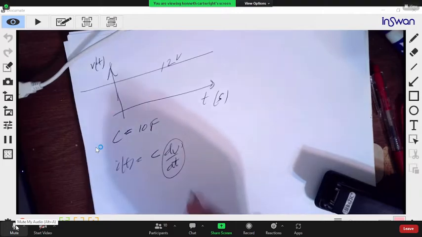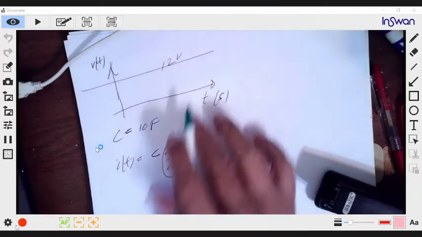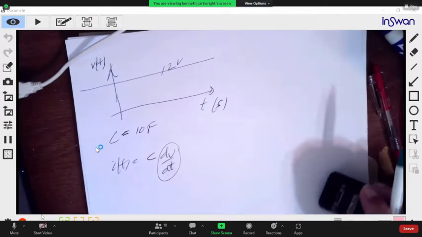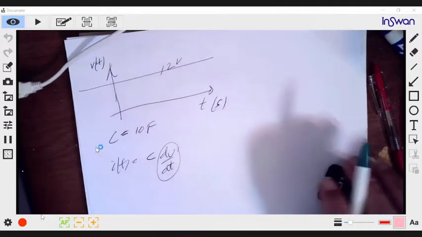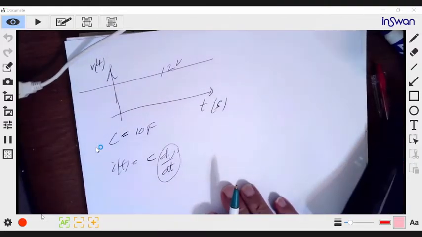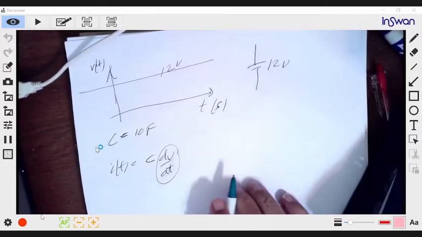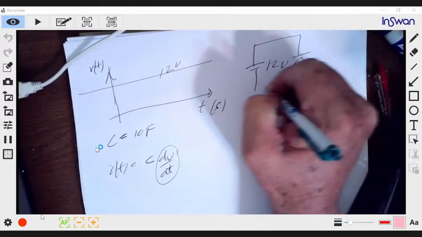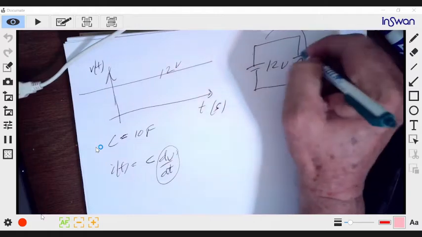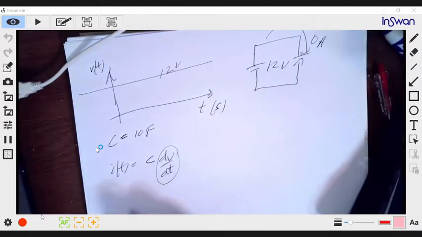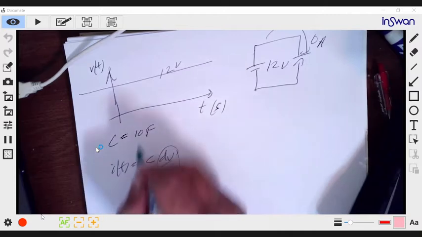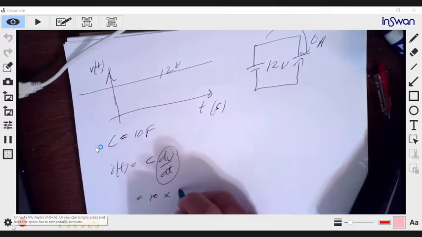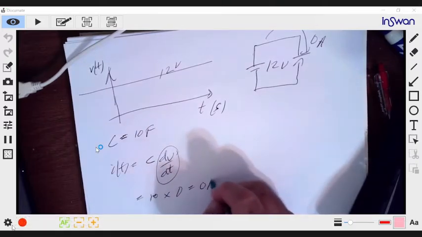Zero. So if we put this voltage, by the way, what kind of voltage is this? What kind of voltage does not change with time? DC. Yes, this is a DC battery of 12 volts. So you put that DC value of 12 volts across the capacitor. How much current flows? Zero amps flows. Why? Because I of T equals C times dV/dt, which by observation is zero. Zero amps.